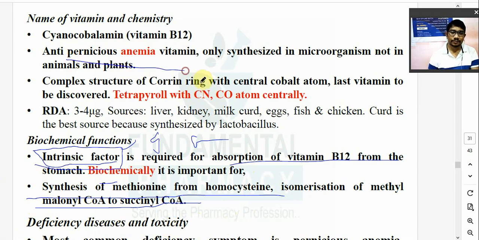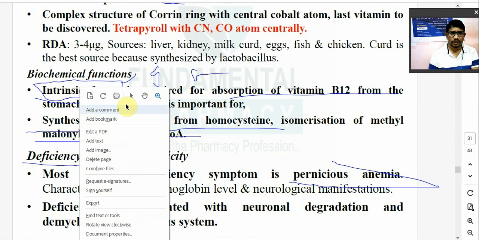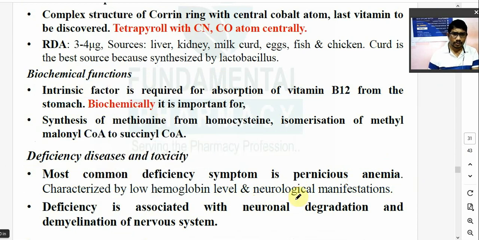It is the anti-pernicious anemia factor. So obviously, what will the deficiency be? Deficiency results in the most common deficiency symptom of this vitamin B12, which is pernicious anemia. Now it is characterized by a low hemoglobin level in the body, in the blood. So what is the common deficiency? Pernicious anemia, characterized by low hemoglobin level and also neurological manifestation.